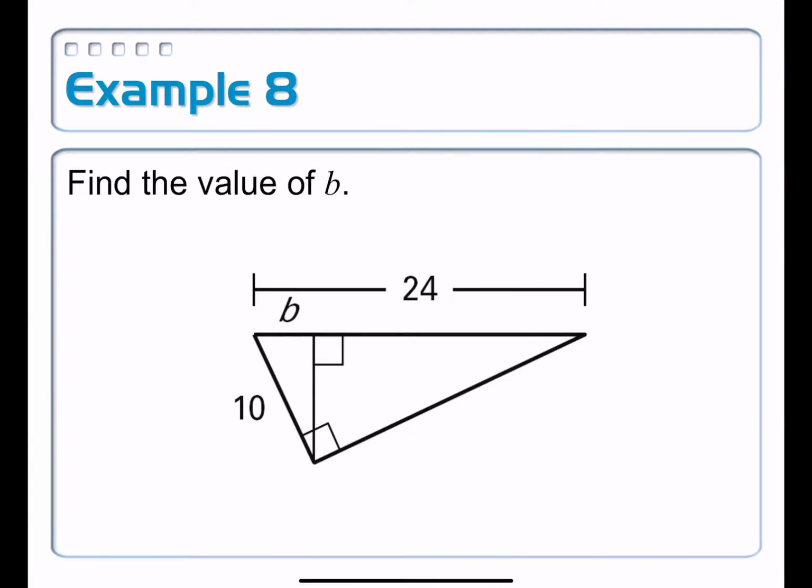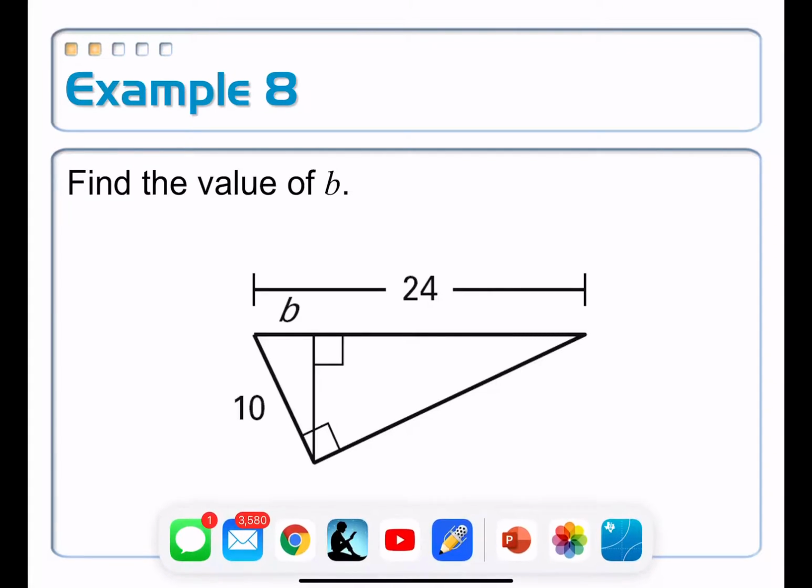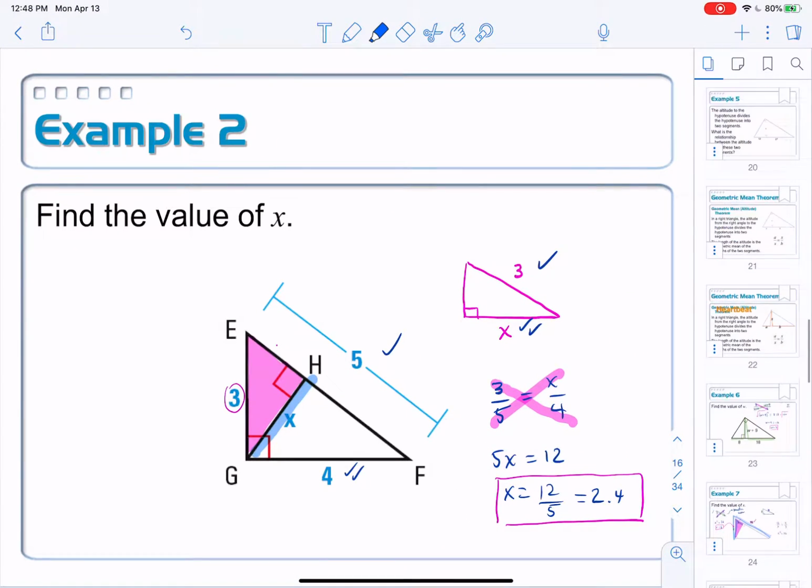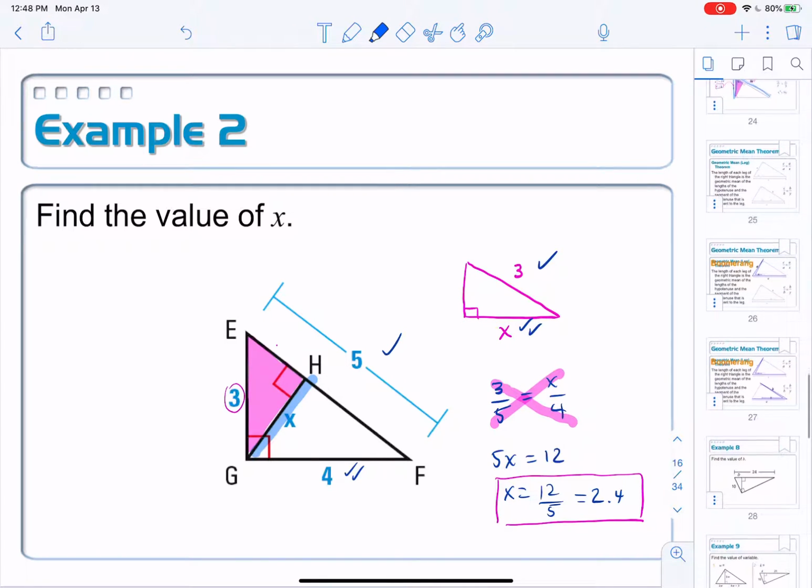So let's take a look at one more example before I leave you on your own to figure out a couple of these. Find the value of B, and we've got a right triangle, we've got an altitude thrown in here, and we want to be able to decide, is this thing heartbeat or is it a boomerang? So notice that we have the whole entire hypotenuse length here, and we have the leg length and a little piece of the hypotenuse. This looks like it's a boomerang. So let's come back over to example, what was that, number 8?